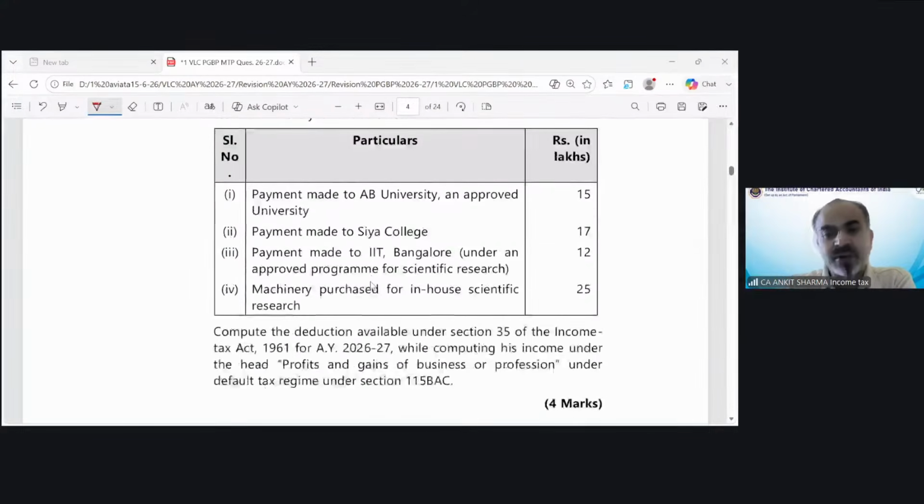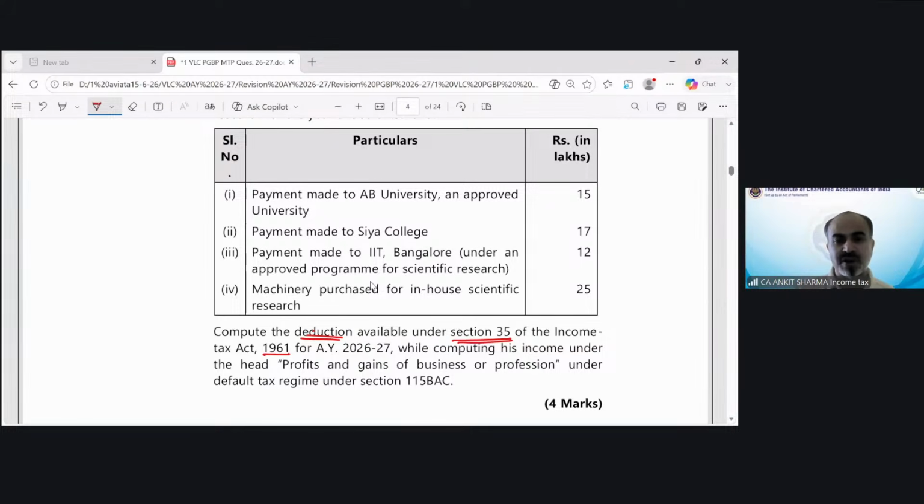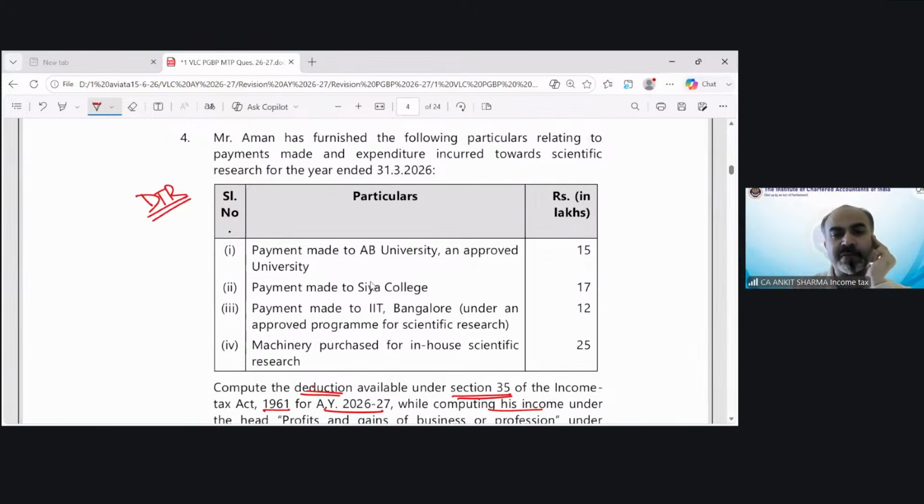And let me see the requirement of the question. The question says compute the deduction available under section 35 of the Income Tax Act 1961 for the assessment year so and so while computing his income under PGBP under the default tax regime. So you need to tell me the default tax regime deduction in respect of scientific research expenditure in this question. So you can see this question is in front of you. There are 4 payments. Can you tell me the payment for which we can claim the deduction in this question under scientific research expenditure?